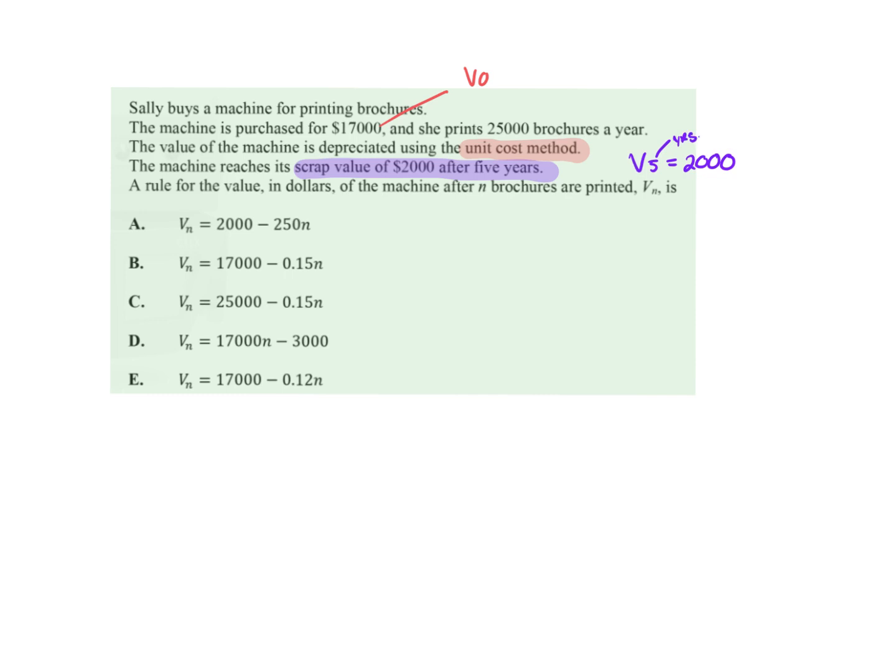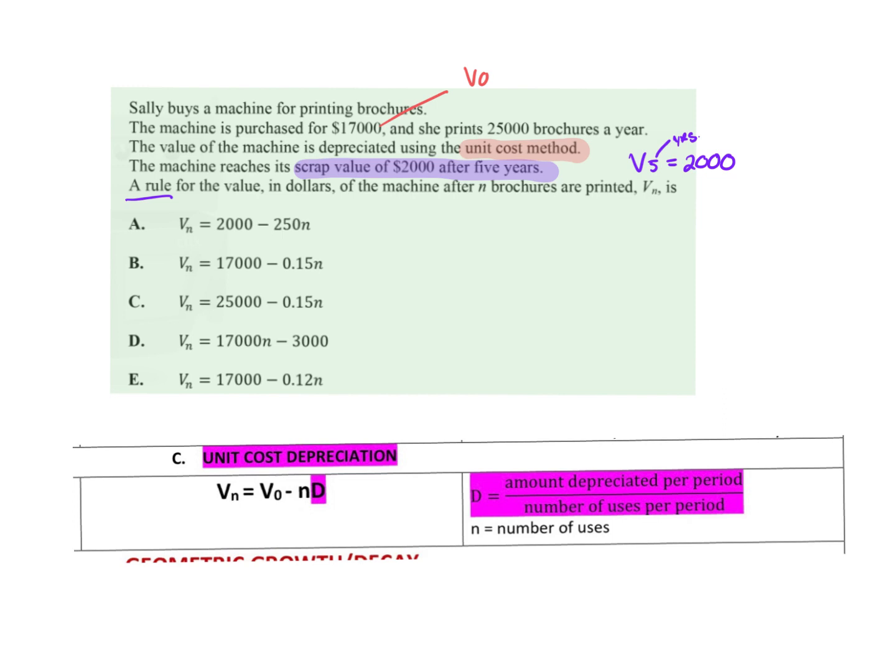Okay, so the rule for the value in dollars of the machine after n brochures are printed is, so they want the nth rule. I've gone to the formula sheet. I found that it's unit cost and they want the nth rule formula, which is this one here.